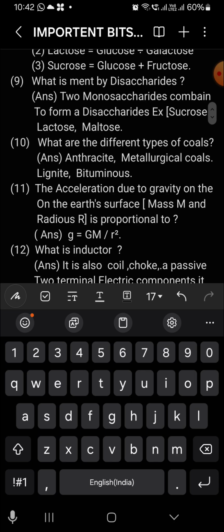Next question. What is meant by disaccharides? The saccharides are of two types: one is monosaccharides and the other one is disaccharides. When two monosaccharides combine, they form a disaccharide, for example sucrose, lactose and maltose.